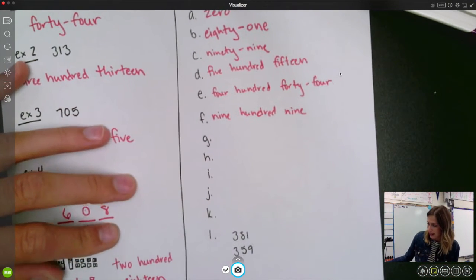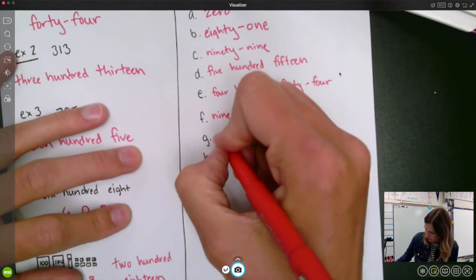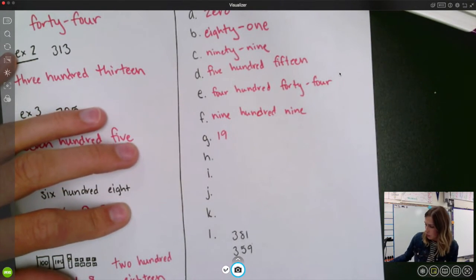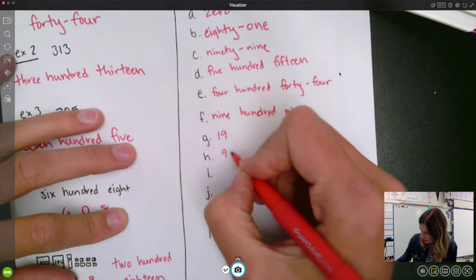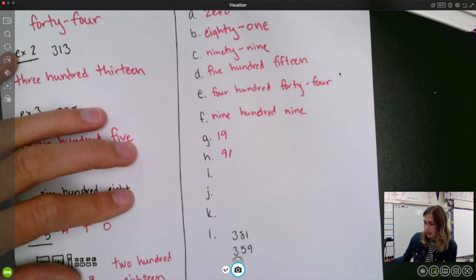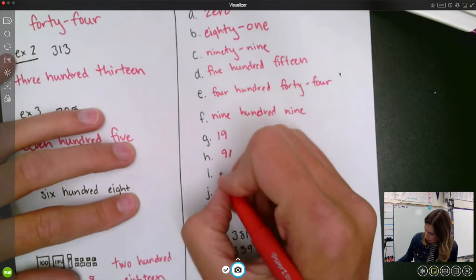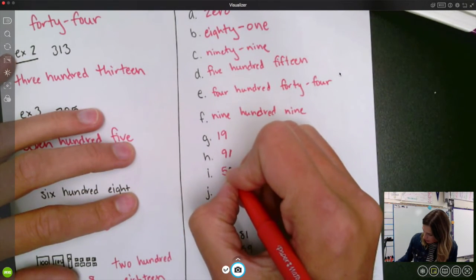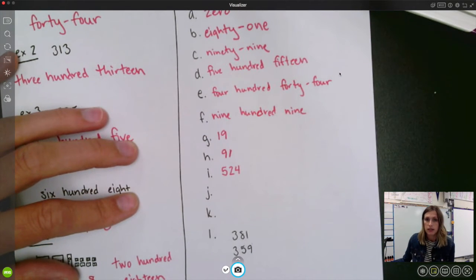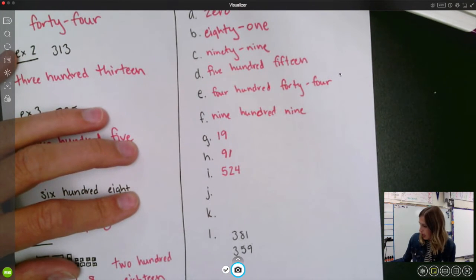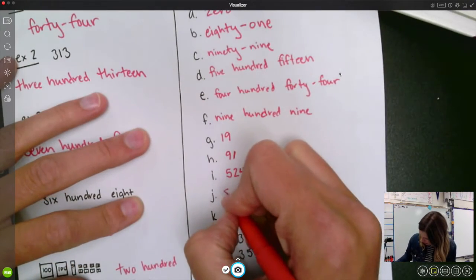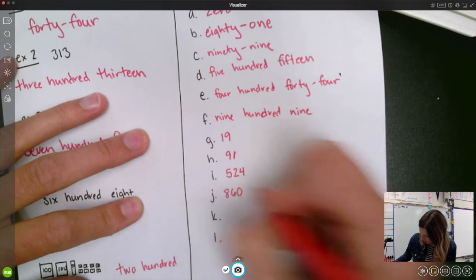G says write 19 with digits. 19. H says write 91, so that would be a 9 in the tens place, a 1 in the ones place. Next, 524. 5 in the hundreds place, 2 in the tens place, 4 in the ones place. J, 860.